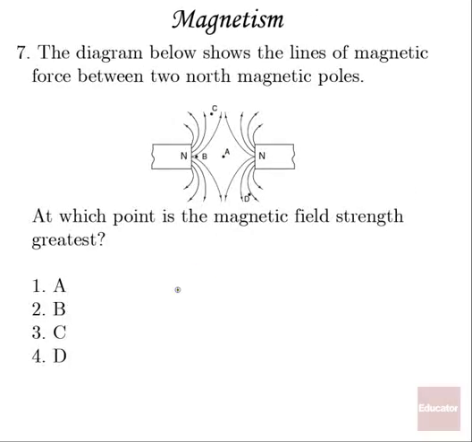And the last one here, number 7. The diagram below shows the lines of magnetic force between 2 north magnetic poles. At which point is the magnetic field strength greatest? Well, remember, magnetic field lines show the direction of the magnetic field, and where they're most dense, you have the strongest magnetic field, and where they're least dense, you have the weakest magnetic field. So where are the lines most dense? Right there around B. Correct answer, number 2.